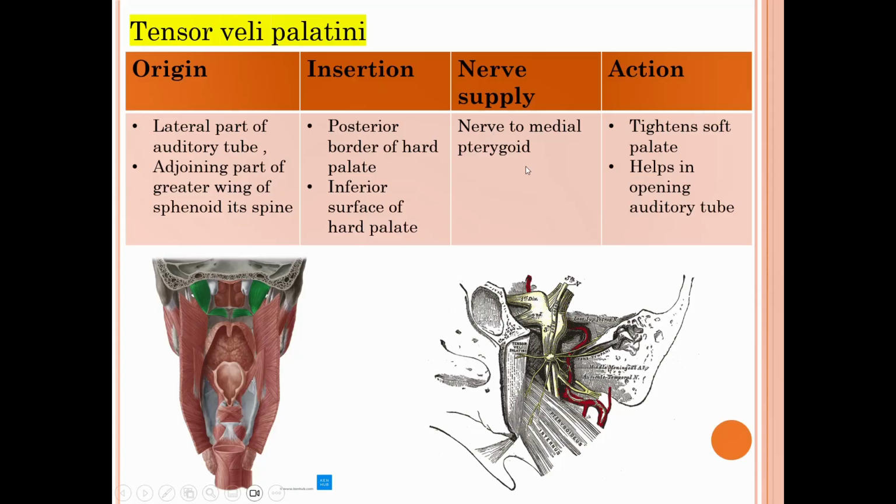What is the nerve supply? I have told you already. It is supplied by the nerve to medial pterygoid. So if you see, the nerve to medial pterygoid comes from the trunk of the mandibular nerve. It supplies first the medial pterygoid, then it supplies the tensor veli palatini, and ultimately in the last it supplies, you can see here, the tensor tympani muscle. What does it do? It tightens the soft palate and it helps in opening the auditory tube. So that is tensor veli palatini.